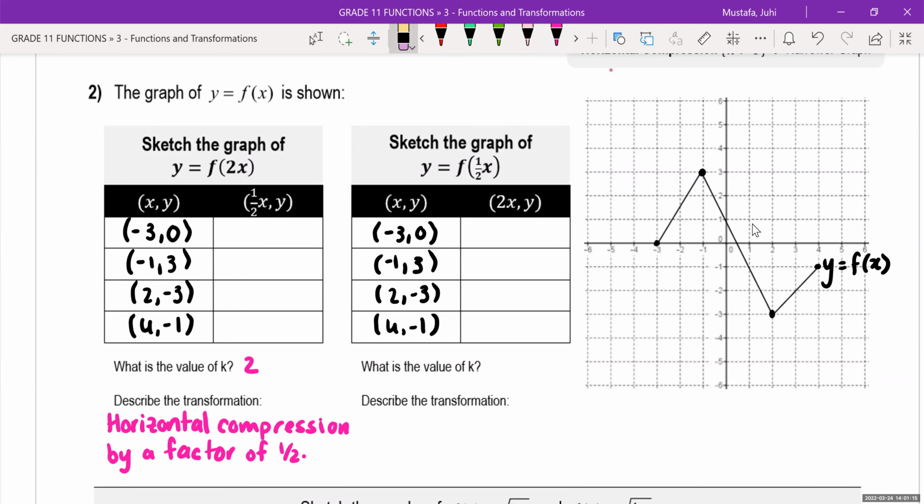Okay, perfect. Let's go ahead and now do all the work. So -3 times a half is -1.5. -1 times a half is -1/2. 2 times a half is 1, and 4 times a half is 2. And your y values will not change.